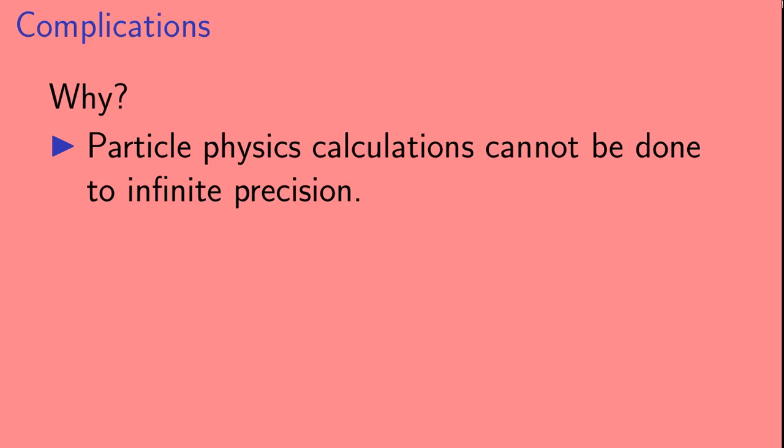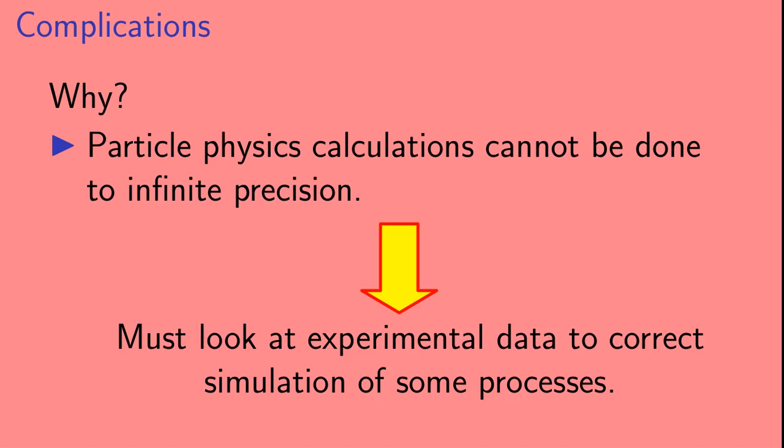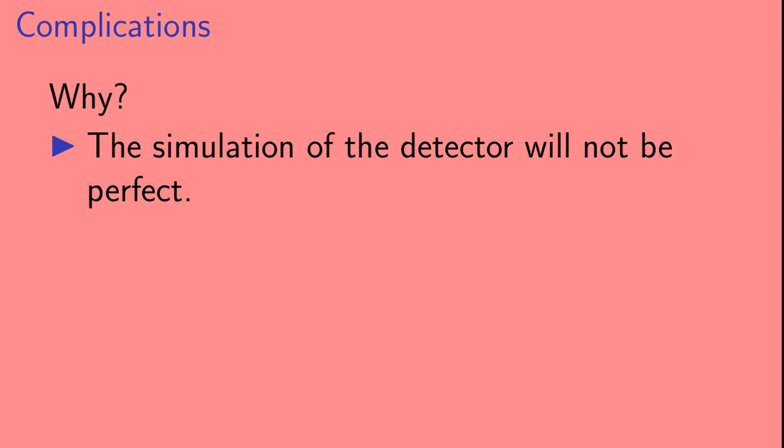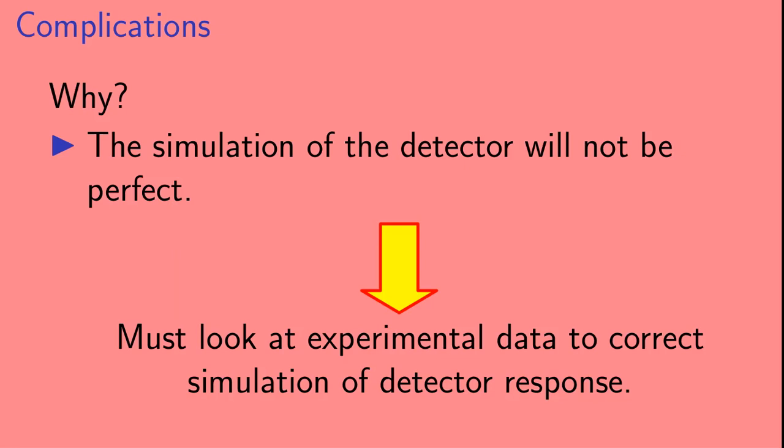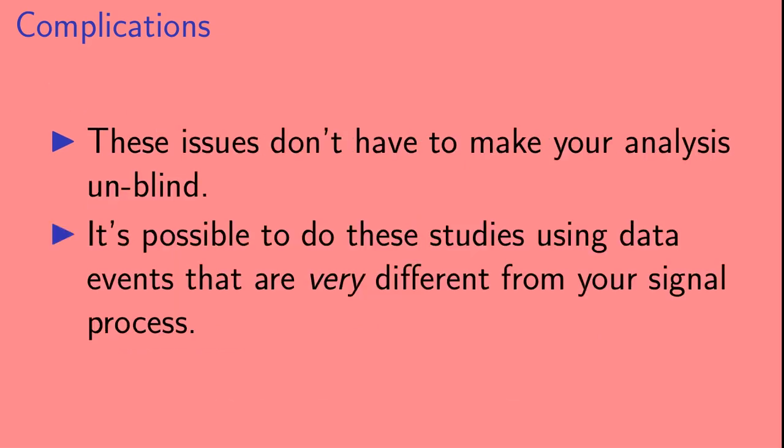Next, particle physics calculations cannot be done to infinite precision. So, we have to look at the experimental data to correct our Monte Carlo simulation of some physics processes. And also, the simulation of the detector will not be perfect. We need to look at the experimental data to correct our simulation of the detector response in our Monte Carlo. These issues don't have to make your analysis unblind. It is possible to do these studies using data events that are very different from your signal process.